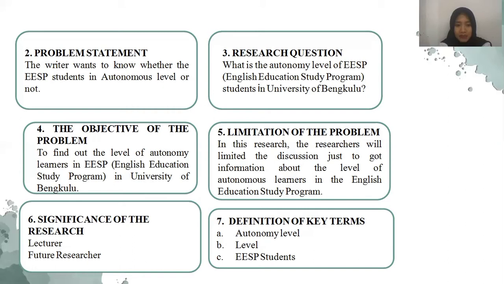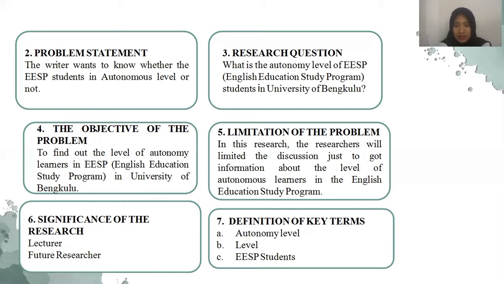And after that, significance of the research. The significance of the research in this study is divided into 2 points. First, lecturer, and second, future researcher. This research can be a guide to the lecturer to know how much autonomy learners have in English education. It can make it easy for the lecturer to know the best way to teach in the English education study program. And then the future researcher can use this research as their guide in making similar research.